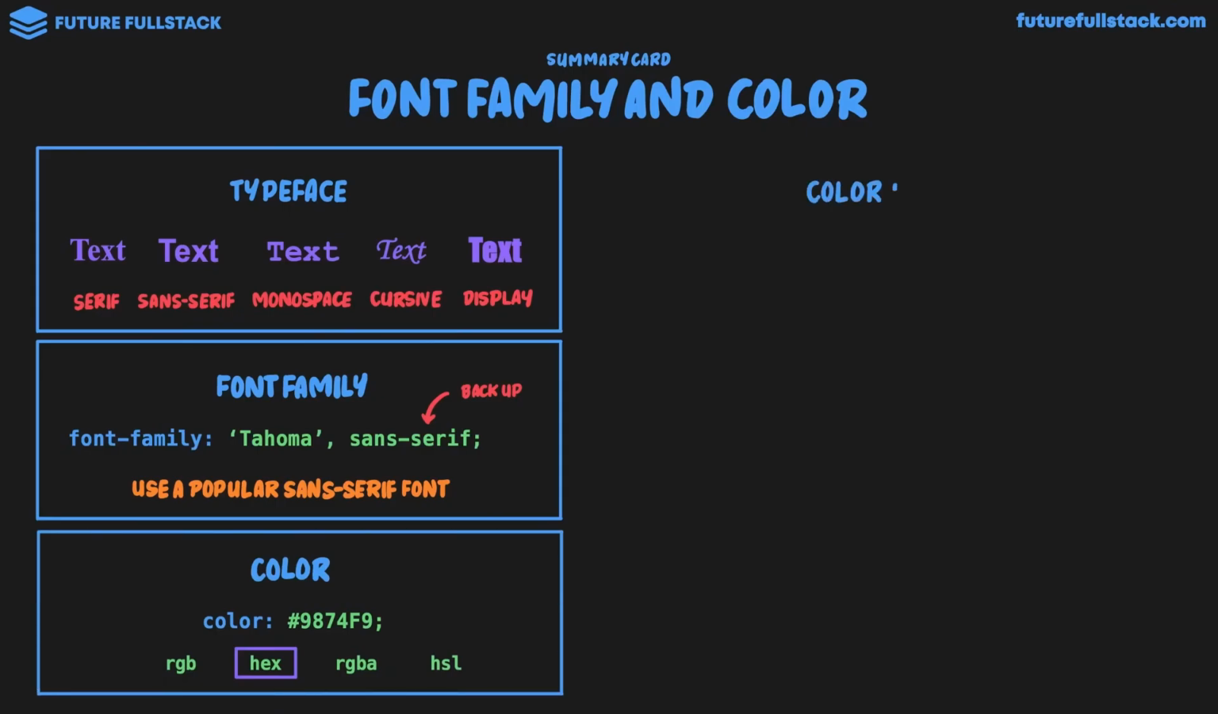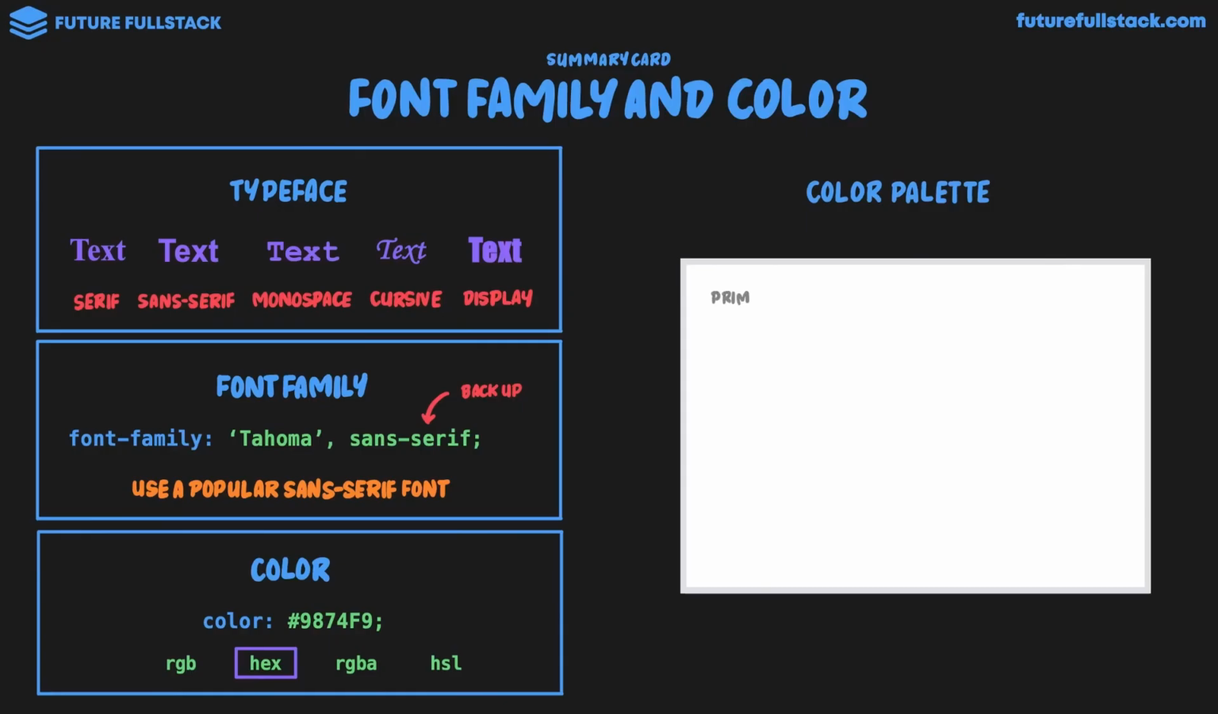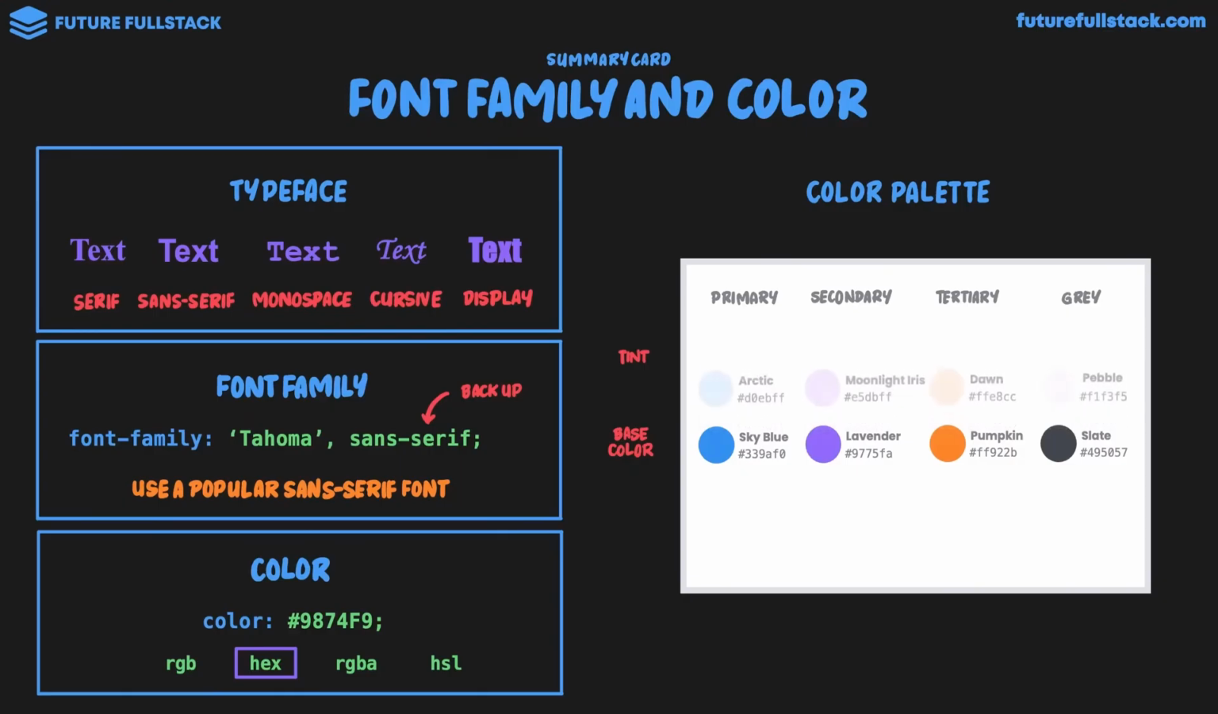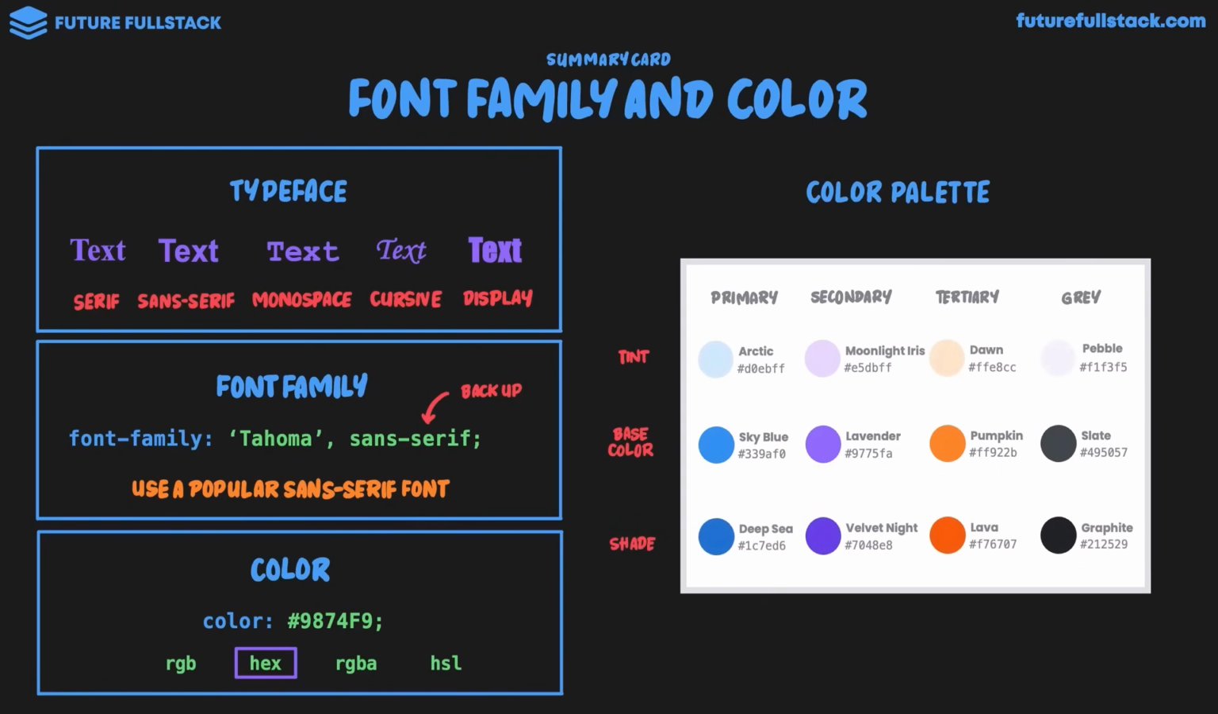We then defined a color palette. We started with a primary color, where we defined a base color, Sky Blue, a secondary base color, Lavender, a tertiary base color, Pumpkin, and a gray base color, Slate. We then added a tint of each of these, as well as a shade of each of these. And I simply grabbed each of these color values from my favorite tool, OpenColor, where I picked a base color, and one tint and one shade. The guidance we saw was have at least two colors, a primary and a gray, with tints and shades of each.